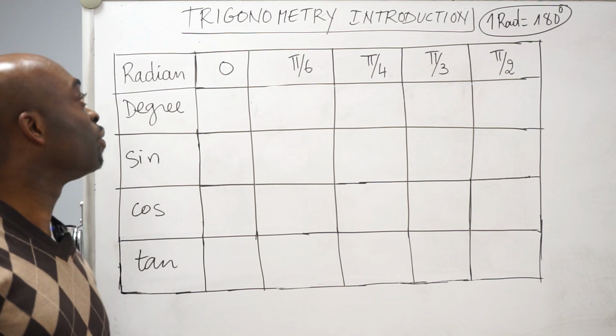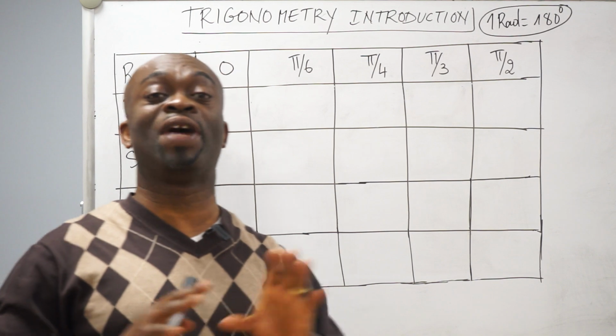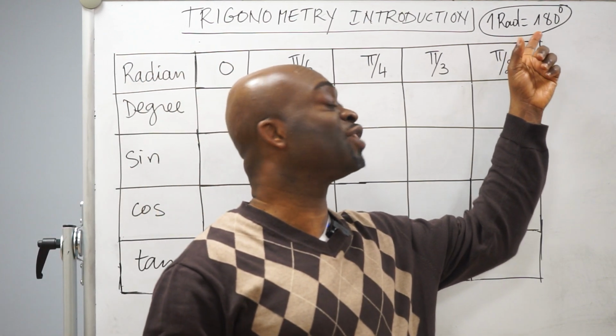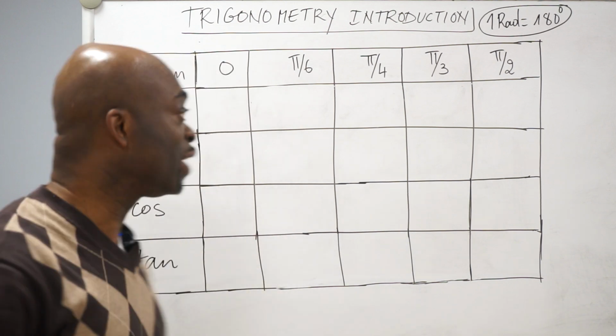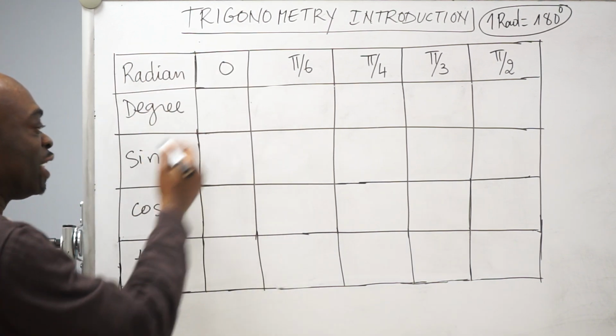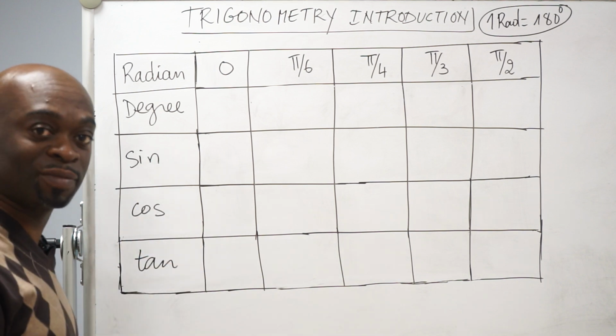Ladies and gentlemen, we are talking about trigonometry introduction, so it's just a foundation here. And one thing that we need to keep in mind is 1 radian is equal to 180 degrees, right? So this is a radian, all right? And we have degree, we have sine, cosine, we have tangents, okay?